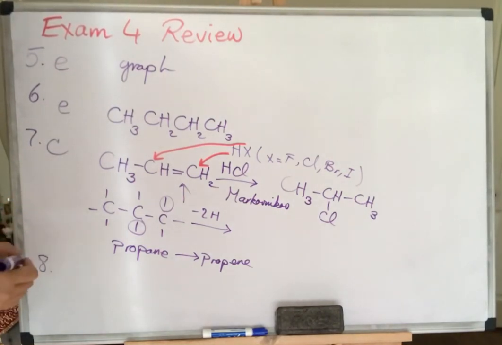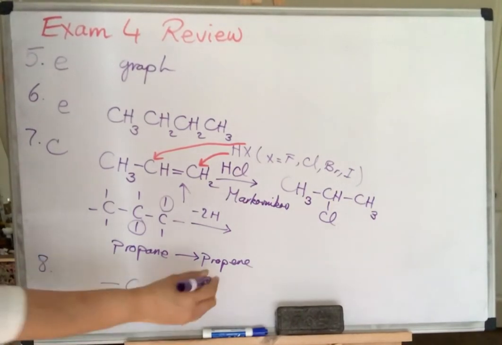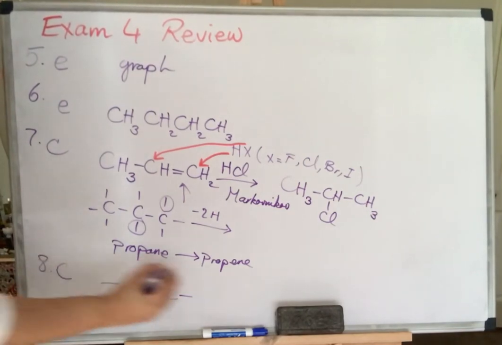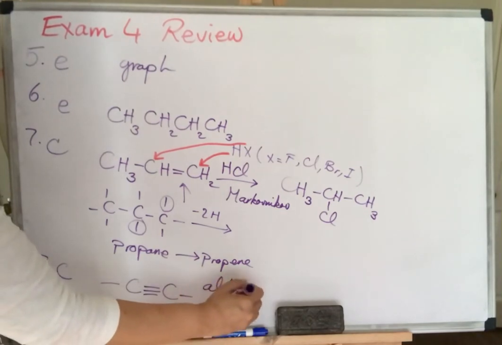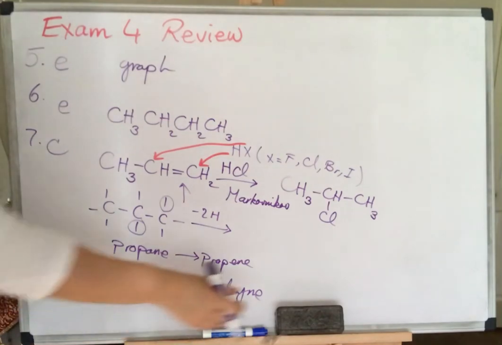Question number 8. What category of hydrocarbons contains a carbon-carbon triple bond? You can consider it the easiest question. Which one? Alkynes. So C is the correct answer. That's the definition of alkynes. They have a triple bond as their functional group.